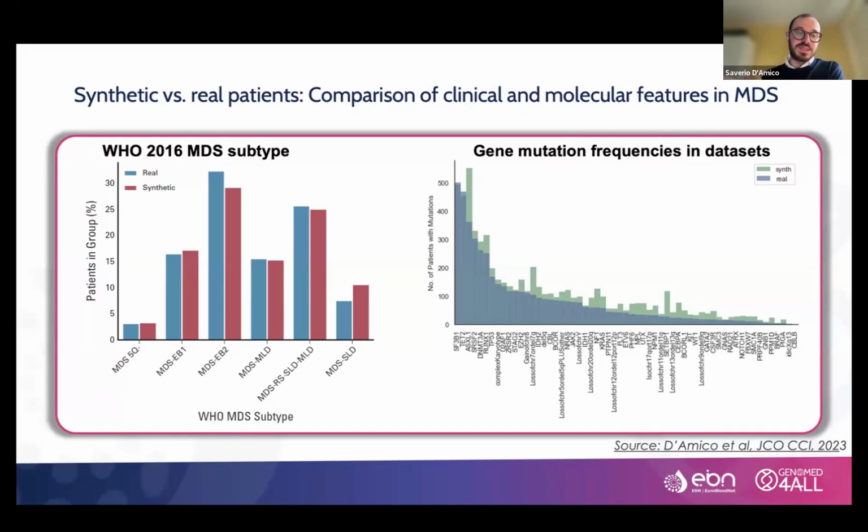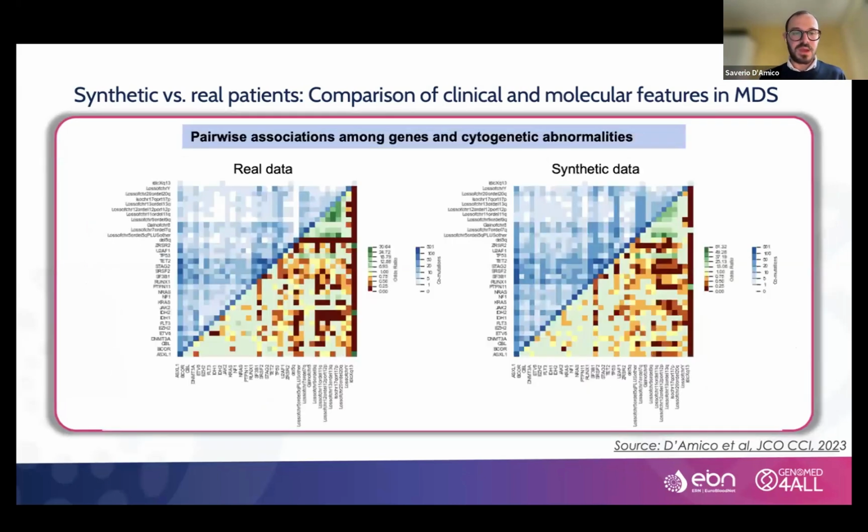As you can see, synthetic data training on real-world evidence, and specifically on MDS disease, can help us generate brand new patients with a similar distribution of frequencies and subtypes of MDS patients. Looking at genomic information, we see both real and synthetic data.